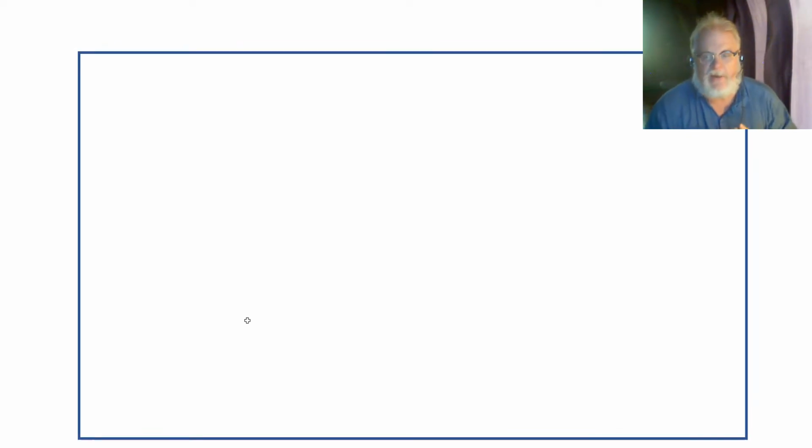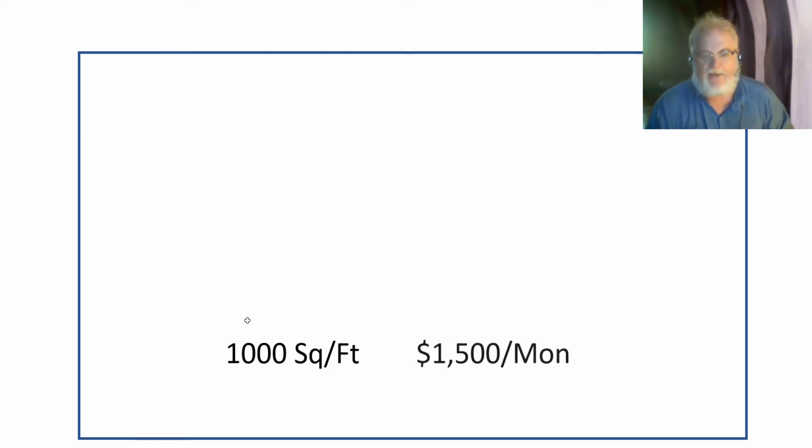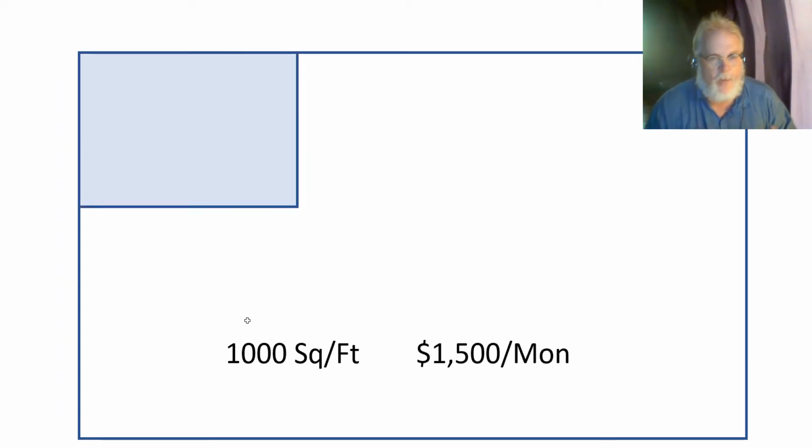Here is your castle. This is your apartment that you're living out of. It happens to be 1,000 square feet, and you're going to pay $1,500 a month for this. In this 3-bedroom apartment that you're renting, you're going to carve out 1 bedroom, and that's going to be your office. That 1 bedroom is 100 square feet. It's roughly 10 by 10, and that's your office.